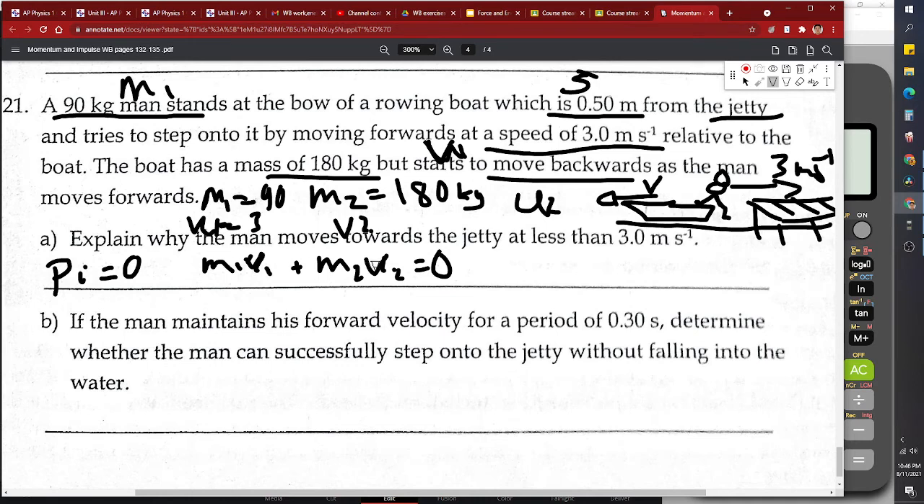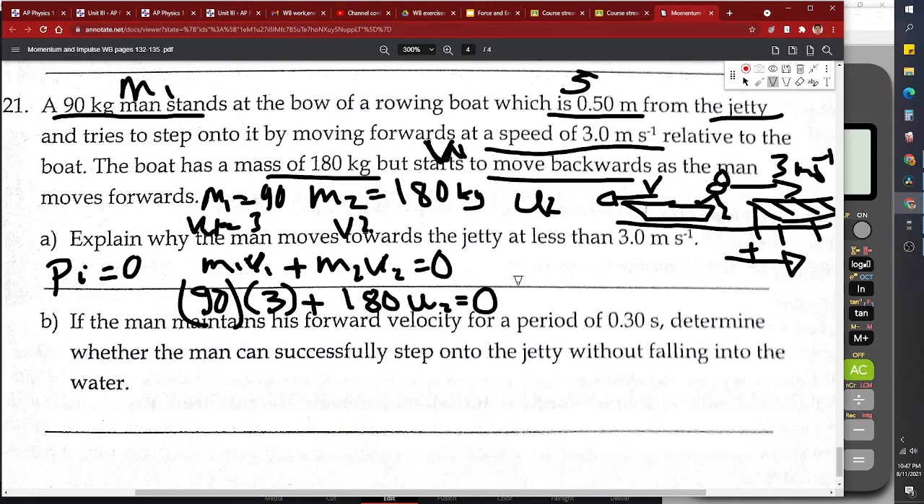Okay? All right, so let's start off with this. We're just going to substitute our values in. So for the man, we have 90. His velocity is towards the jetty. We're going to say that direction is positive. Should have done that at the start. So that's 3. Plus the mass of the boat, which is 180, multiplied by the velocity of the boat. And all that's going to equal 0.